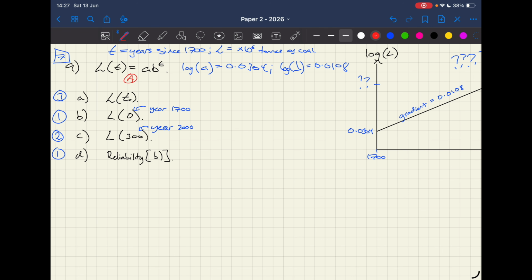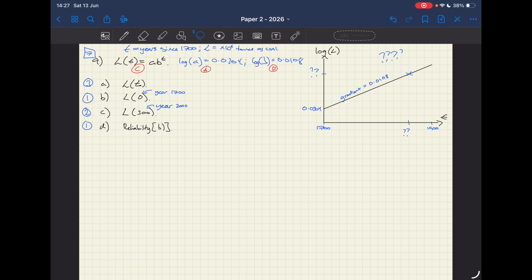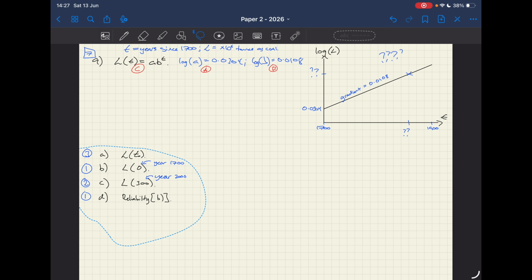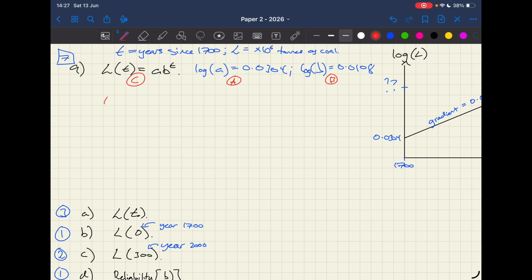So if we label all our facts, the fact about A can be fact A, the fact about B can be fact B. This therefore is fact number C. Move it down out of the way. Fact A is going to tell us something. Well, if we want to find what A is, it's going to be 10 to the power of 0.0304. Whack that in the calculator. What do we get? 10 to the power of 0.0304 is 1.07. Yeah, 1.07.